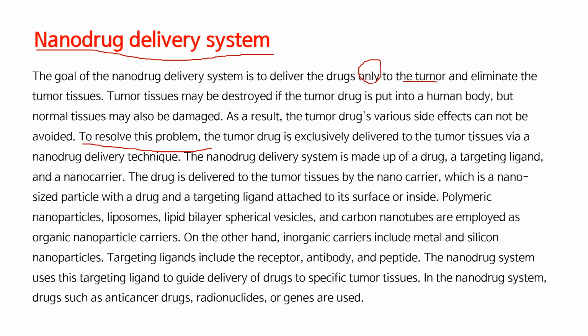The nanodrug delivery system is made up of a drug, a targeting region, and a nanocarrier. The drug is delivered to the tumor tissues by the nanocarrier, which is a nano-sized particle with a drug and a targeting region attached to its surface or inside.